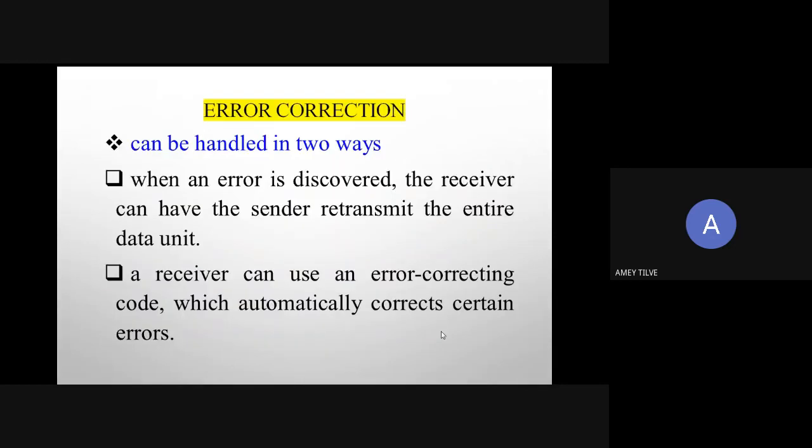Okay. Now error correction. How can we do error correction? As I have explained previously, we can either tell the sender to send the whole data again if there is any error encountered at the receiver end, or the receiver, by using some error correcting codes like block codes, cyclic codes, and other linear codes, can automatically correct the error. So this is how you can handle the error correction.